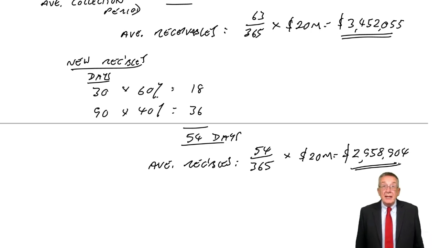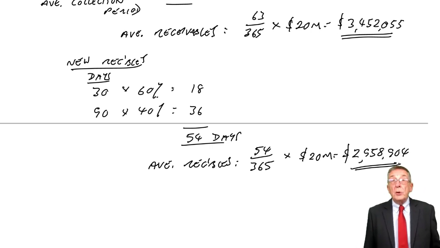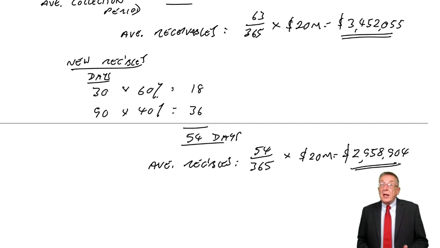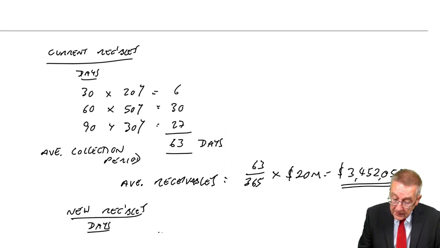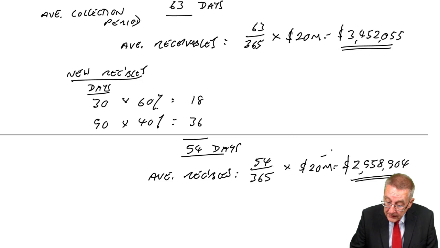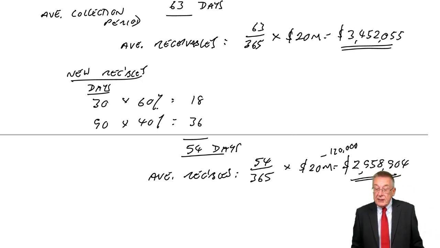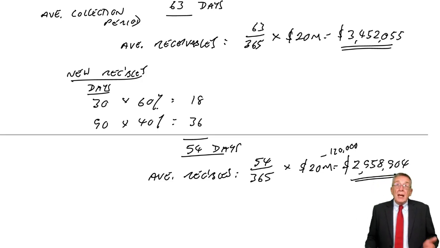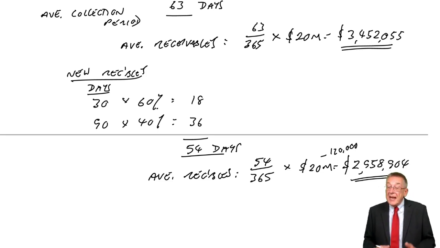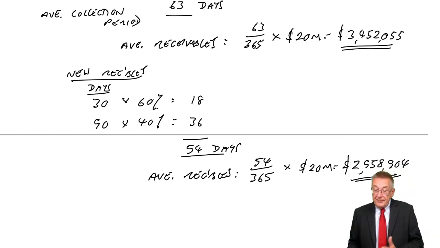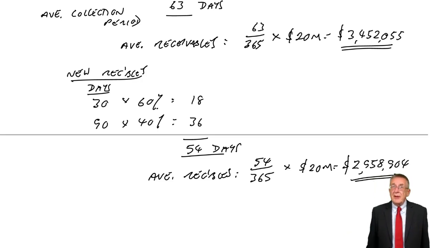Now, some of you may have a little query there. You see, I've taken it of 20 million. In fact, of course, we won't actually receive 20 million because of that discount. So what you can do, it's arguable to be honest, you could say, well, since the discount is 120,000, perhaps we should take 54 365ths of 20 million less 120,000. Well, it's up to you. Sometimes the examiner subtracts the discount, sometimes he doesn't. But he has said you'll get full marks either way, because it is arguable. And in fact, the difference is going to be very tiny anyway.